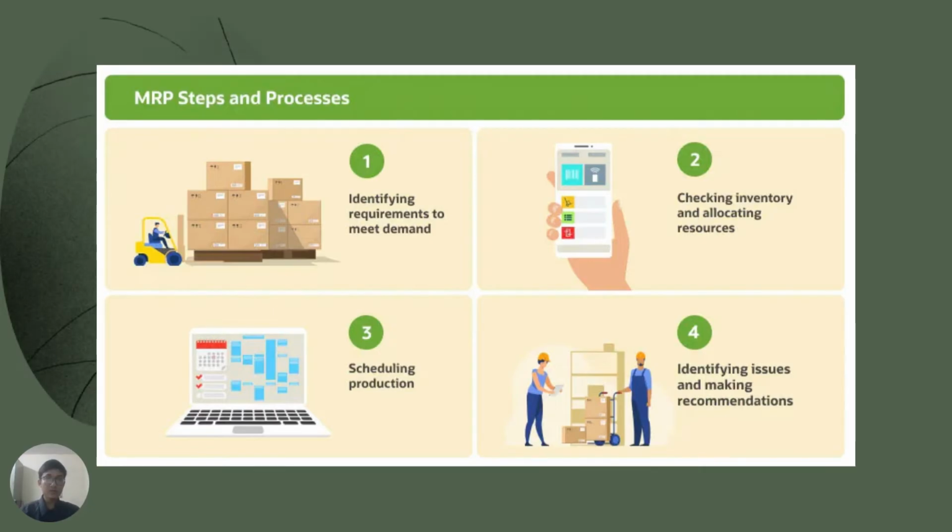There are four major steps and processes in the MRP. The first one is identifying requirements to meet demand. The second one is checking inventory and allocating resources. The third one is scheduling production, and the last one is identifying issues and making recommendations.